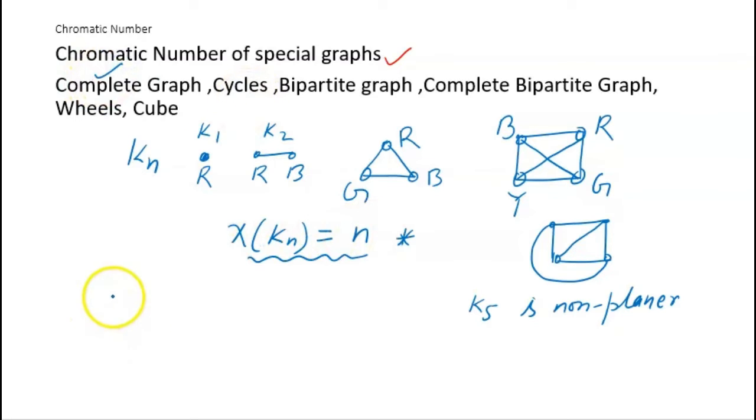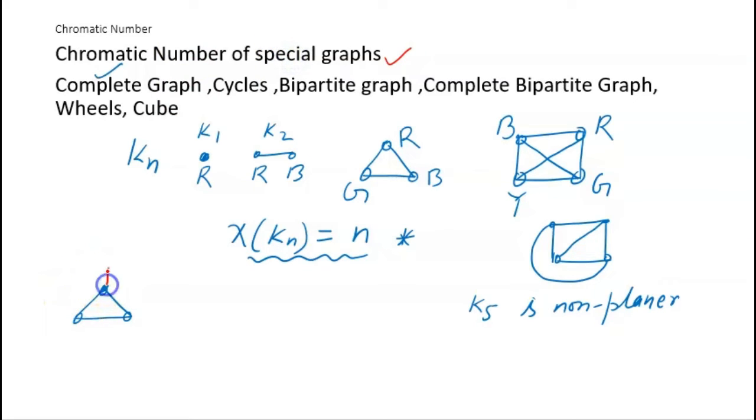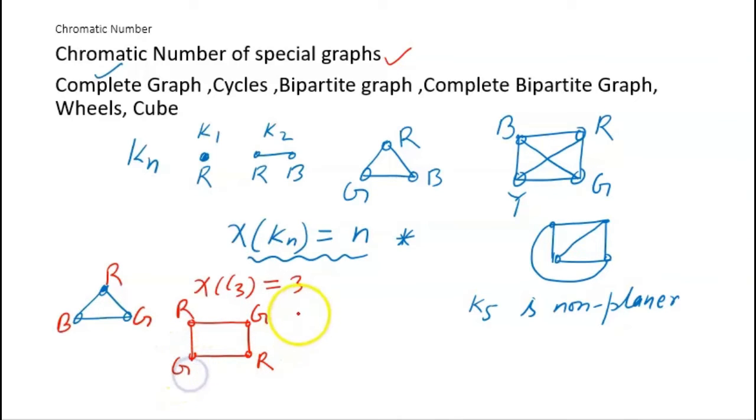If I talk about cycles, a cycle has a very important characteristic. Suppose I take C3, because for a cycle the minimum number of vertices needed is 3. In that case, what is the chromatic number? If I give red color to this, I have to give green color to this and blue color to this. So the chromatic number of C3 is equal to 3. If I take C4, what is the chromatic number of C4? You can clearly see that if I give red color to this, I can give green, I can give red, I can give green. So the chromatic number of C4 is equal to 2.